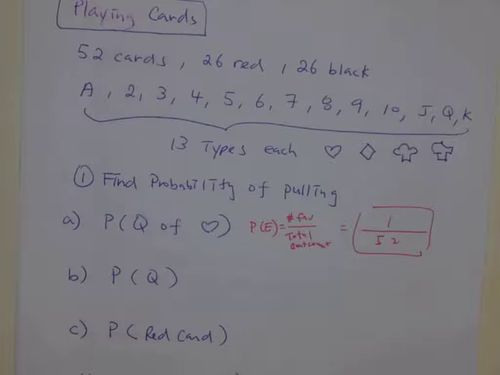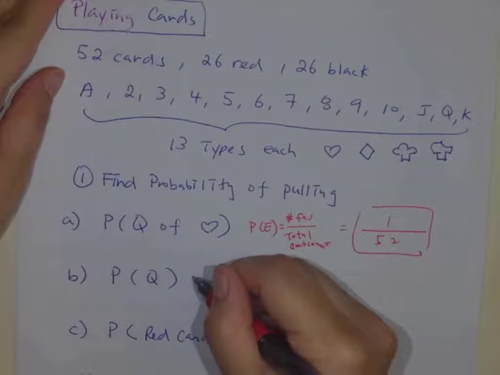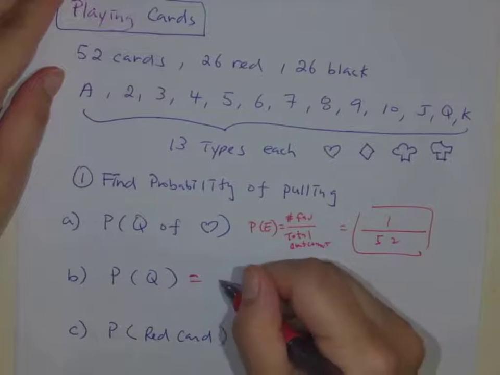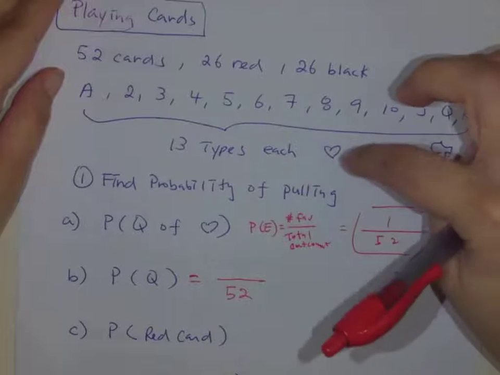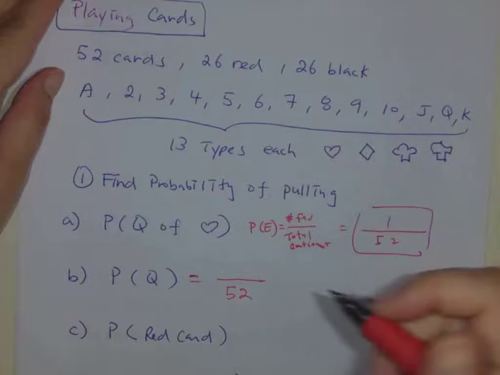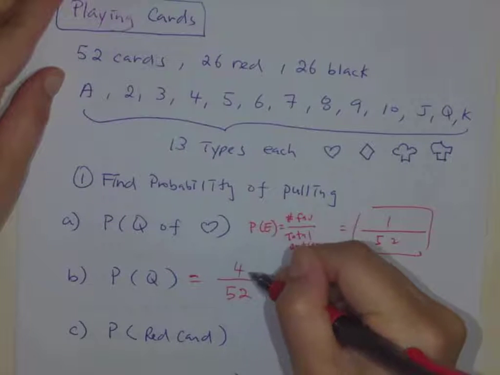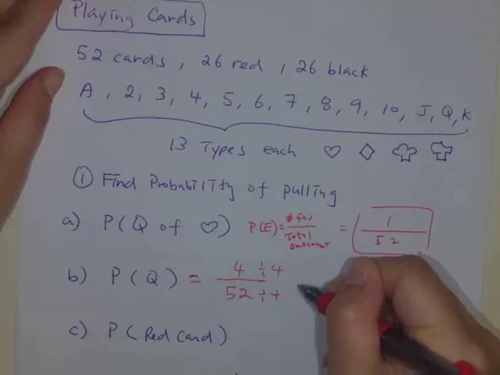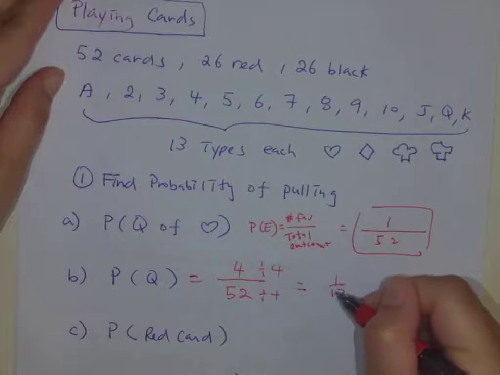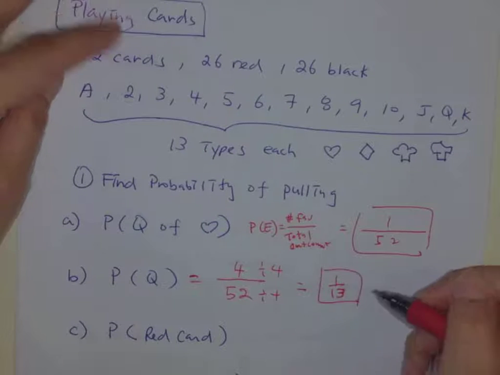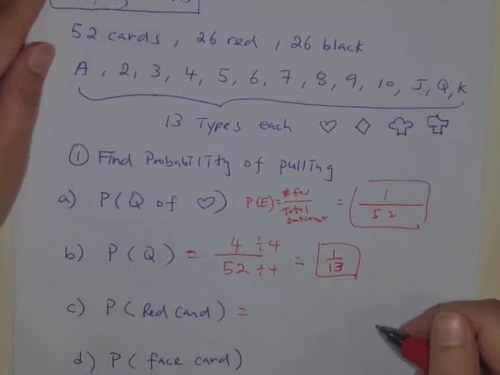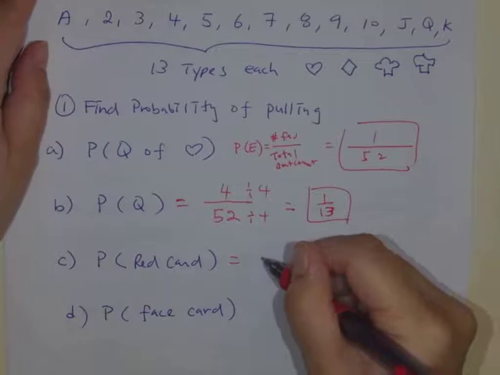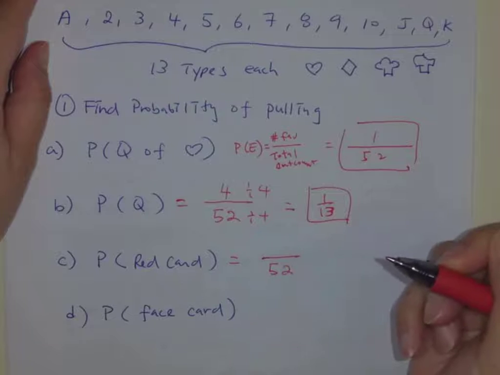How about the probability of drawing a queen? So again, I have 52 cards. How many queens do I have? I have queen of hearts and spades and all these 4, right? So totally I have 4. If I reduce it, my final answer would be 1 out of 13, which makes sense, right? I have 13 types of cards. How about the probability of drawing a red card? So again, I have 52 cards. How many of them are red?